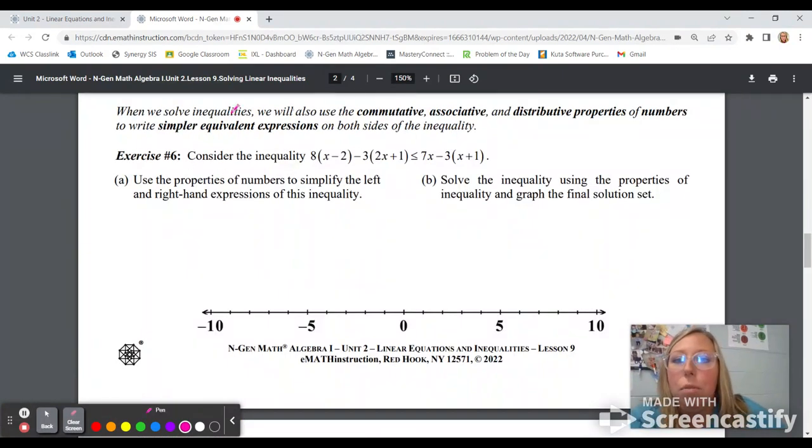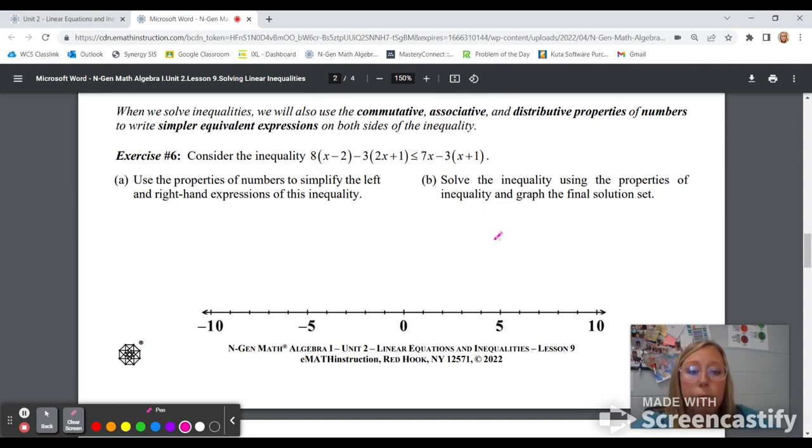All right, on this last example, they gave you this big complex inequality, and they say here that you're going to be using all the properties that we've learned since the beginning of Unit 2: commutative, associative, distributive, simplifying by combining like terms, all the things. So on part A, it says to use those properties to simplify. So they're asking you to go ahead and distribute, combine like terms, all of that. And then in part B, they want you to solve.